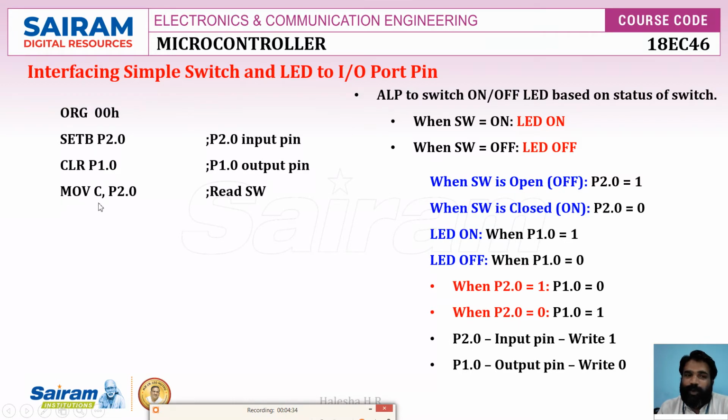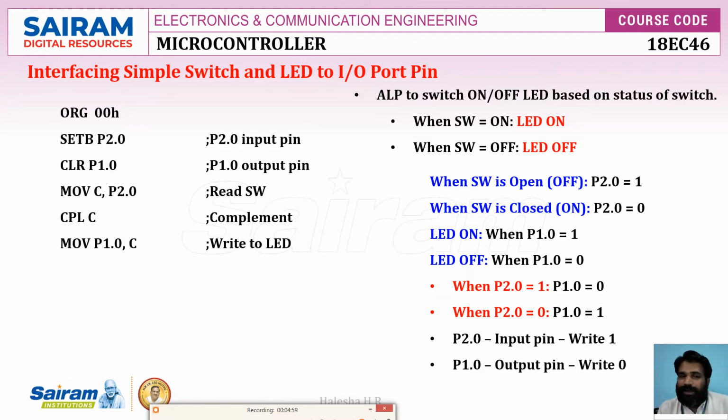So MOV C, P2.0, that means the content of the pin P2.0 is copied to the carry flag. Then complement it, because when it is 1, we should write 0 to P1.0, and when it is 0, we should write 1 to P1.0. So complement it, and then write into P1.0: MOV P1.0, C, which writes the LED.